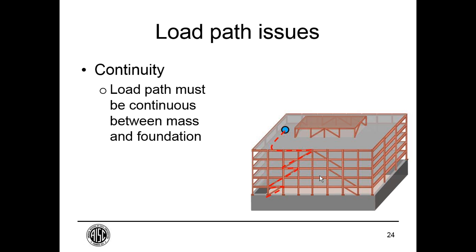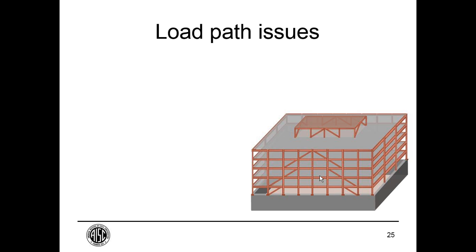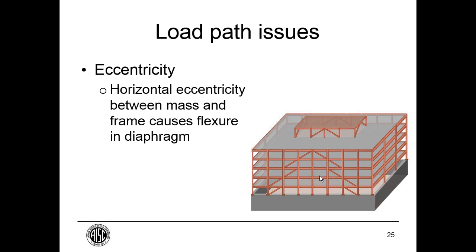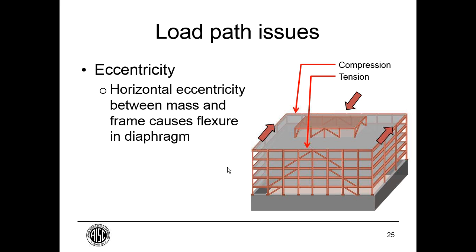Now this load path has a few changes in direction. Wherever there's a change in direction or an eccentricity, there's going to be something akin to a moment. So if you think of this diaphragm here, the roof diaphragm is spanning between a moment frame on the right-hand side of the structure and another one on the left-hand side. You have some bending in that roof deck diaphragm. And that bending will manifest itself in tension and compression at the extreme fibers of that deck, or in the chord members at each end of that diaphragm.